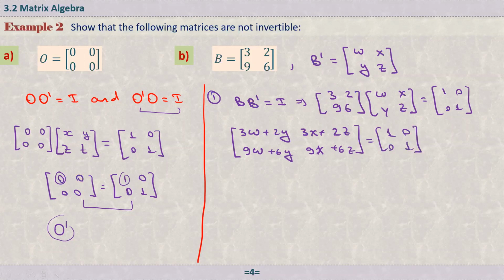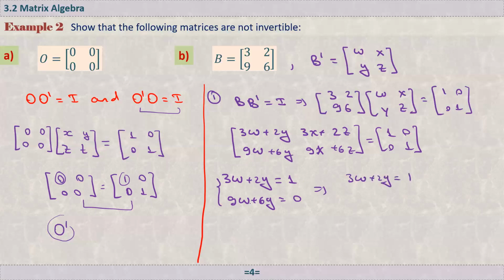Now we know that for two matrices to be equal to each other, they must have the same size. They have the same size, so we have no problem with that. And more than that, all corresponding entries must be equal to each other. So the first entry gives 3W plus 2Y is equal to 1, and here we have 9W plus 6Y, which should be equal to 0. Now, if you solve this system, 3W plus 2Y equals 1. Divide both sides of the second by 3, and we get 3W plus 2Y equals 0.